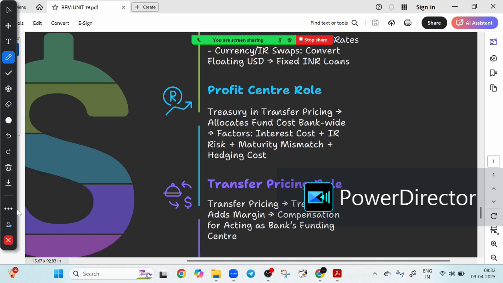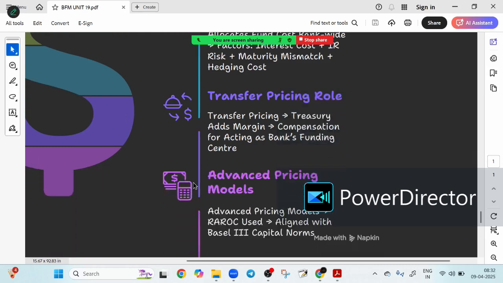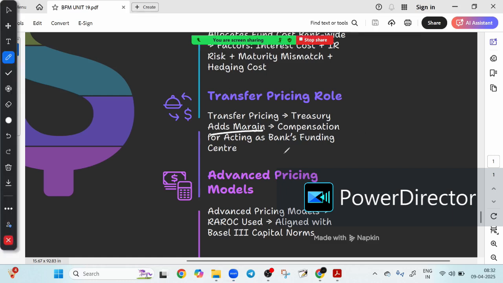If you look at the transfer pricing rule, think of it like the bank's internal rent system. Treasury charges a margin for being the bank's funding arm, compensating itself for acting as the financial backbone. This adds discipline and clarity to interdepartmental finance.